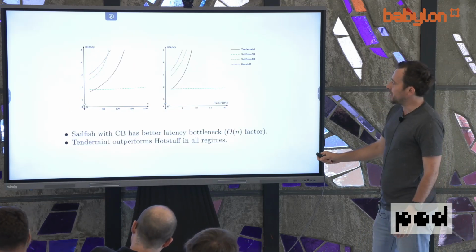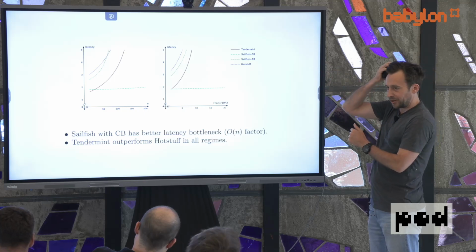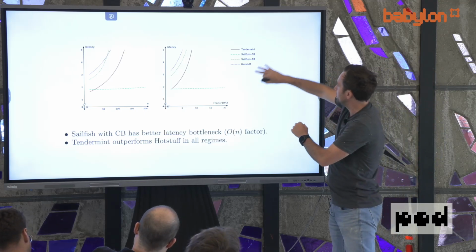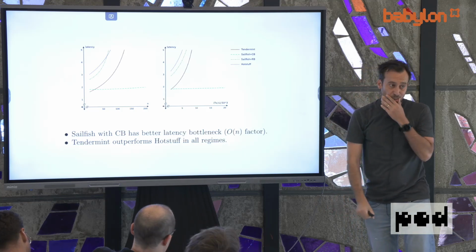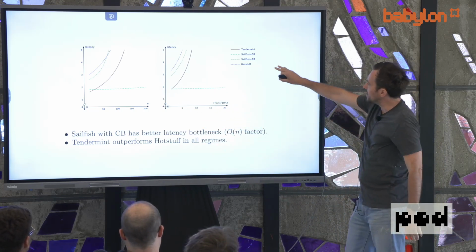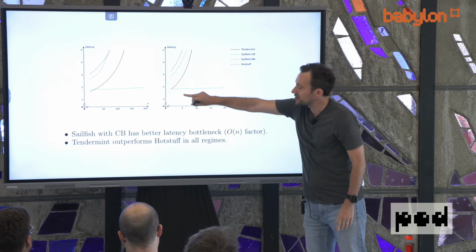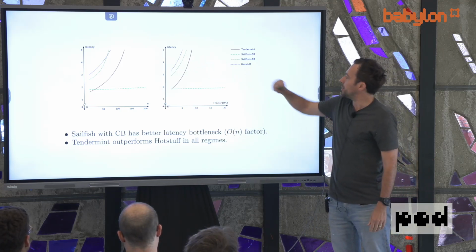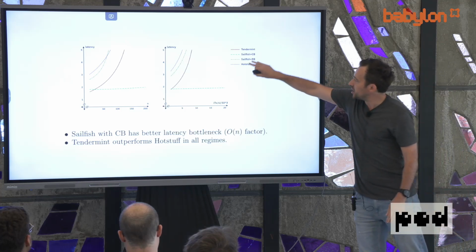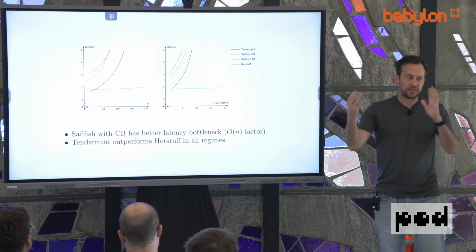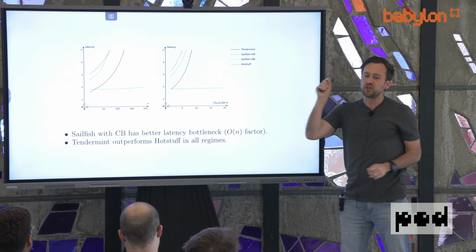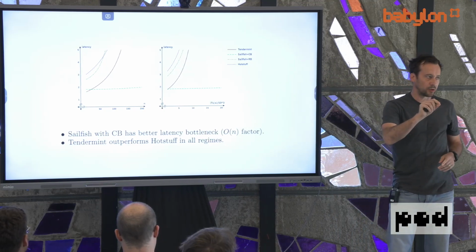Here I won't show you the formulas, just some plots that give the picture. So what can we see here? The red one is Tendermint, the green one is Sailfish with consistent broadcast, and that's the one with the low latency here. The yellow one is Sailfish with reliable broadcast; you can see it's not doing very well. And the purple one is HotStuff. First of all, Sailfish with consistent broadcast is outcompeting everybody else in this particular regime, basically because you have this factor n difference in where the latency bottleneck appears.